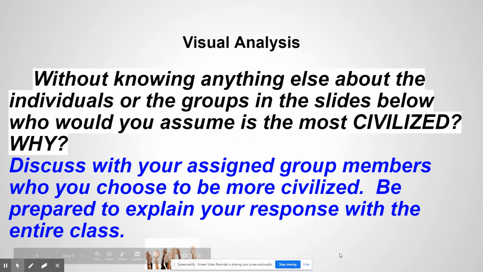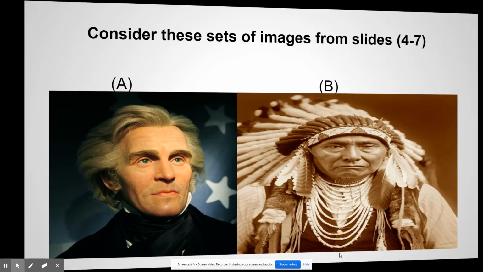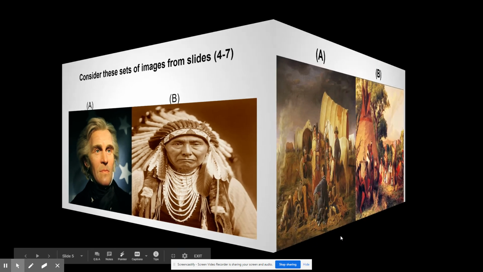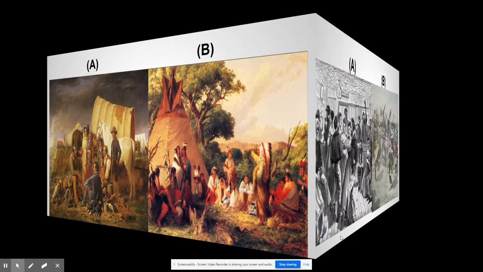After you do that, there's going to be a visual analysis that you will be doing, and we'll be discussing that. Okay, I'm going to give you a set of images, and I want you to determine, based on the column A versus the column B, which group or groups or set of people you consider more civilized and why. We're going to have a group discussion about that. So the slides are going from 4 to 7. Notice the difference.